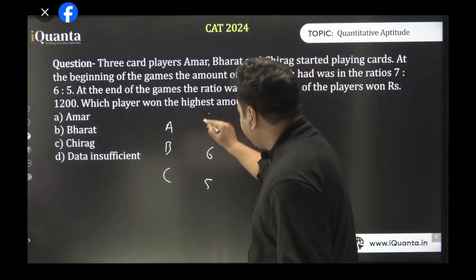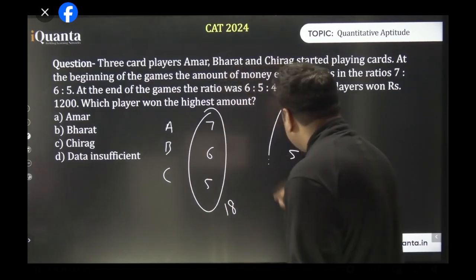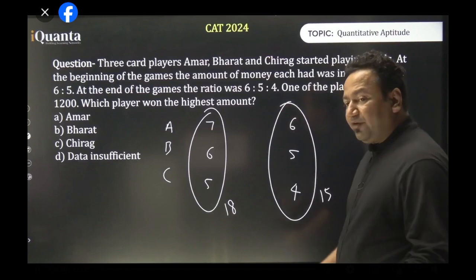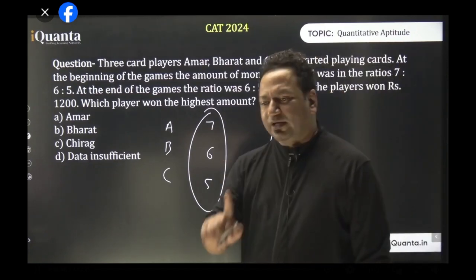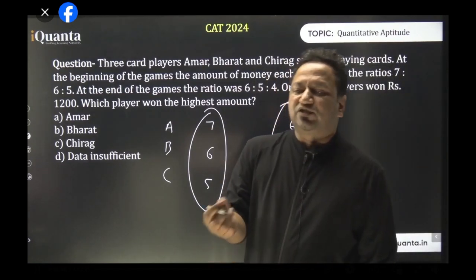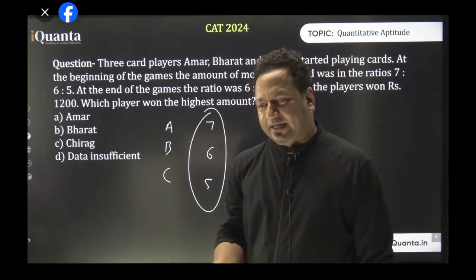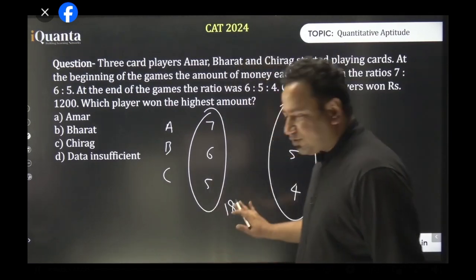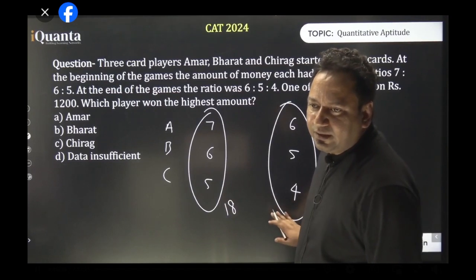As simple as that. Here the sum is 18. Here the sum is 15. All right. Now we know that the total should be same. To make it same, I chose the least common multiple. Why least common multiple? Because it is least and it is easy to calculate. That's it. So LCM of 18 and 15 is 90.